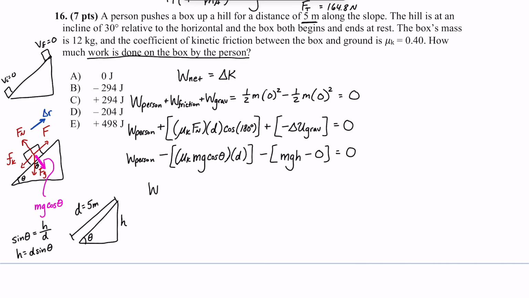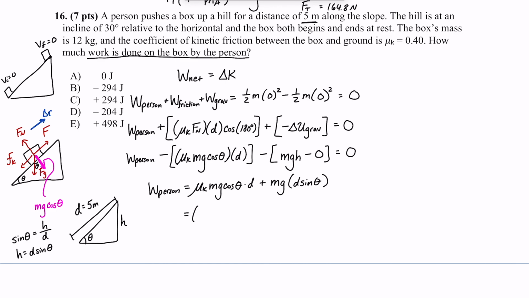So now putting all of this together, I have the work done by the person, and I'm going to move everything that's negative to the right-hand side now, is equal to mu k mg cosine theta times d plus mg, and for h, I can use that d sine theta we just solved for. At this point, I'm in a position to where I can plug in numbers and solve.